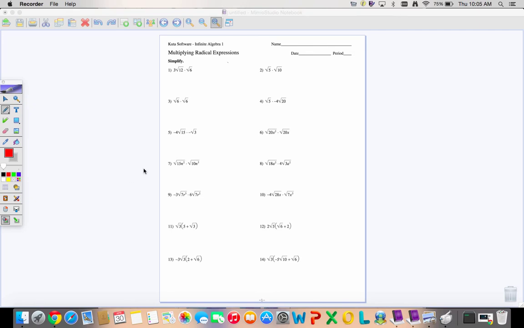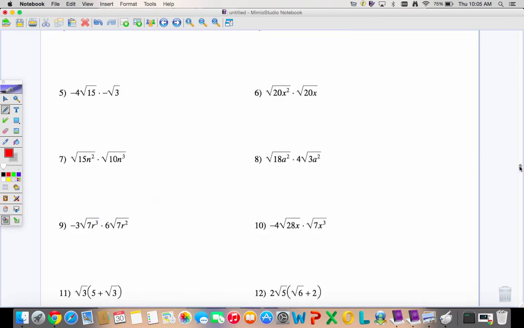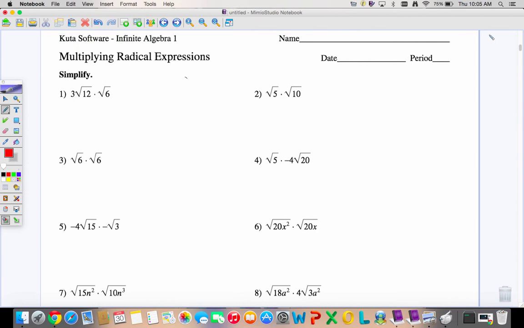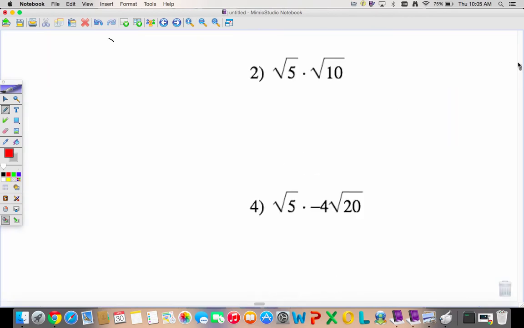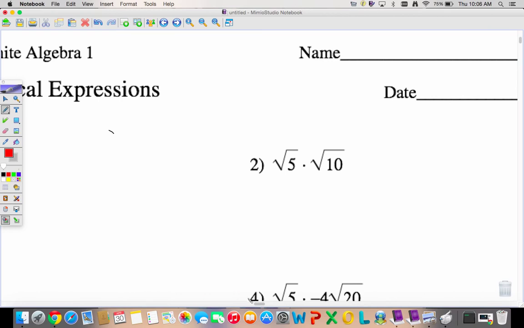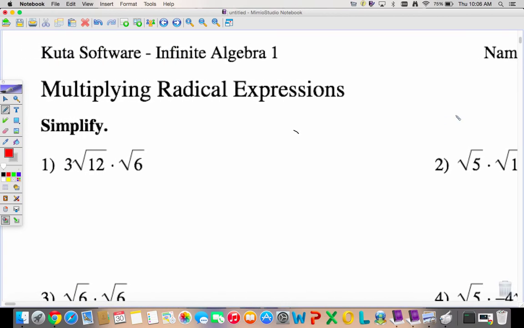This is going to be multiplying radicals. It's not too hard, especially if you understand how to simplify radicals. This is really easy. Okay, so I'm going to do, I believe, 7 of them, and then I'll let you do the rest of this on your own, and I'm going to let you know which ones you do not have to do.